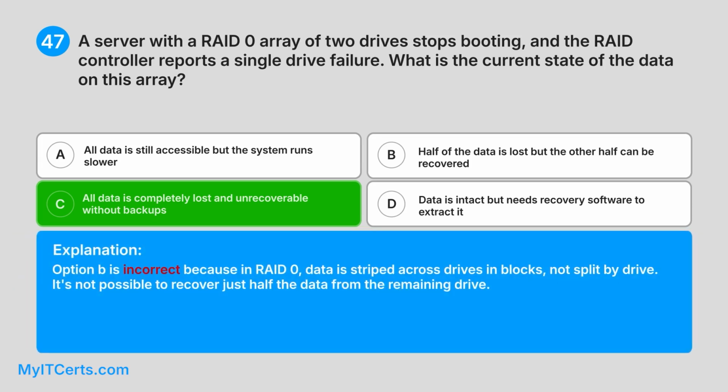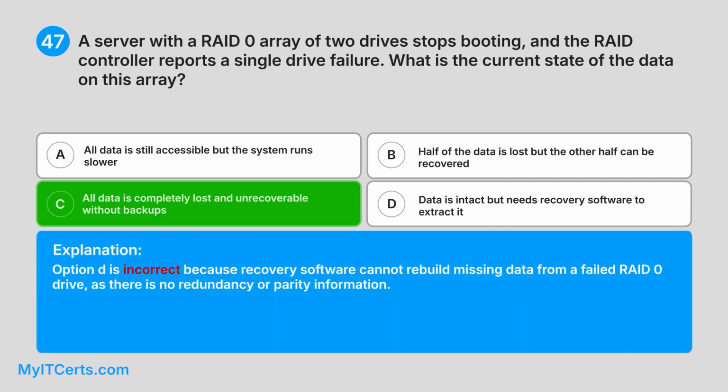Option B, half of the data is lost but the other half can be recovered, is incorrect because in RAID 0, data is striped across drives in blocks, not split by drive. It's not possible to recover just half the data from the remaining drive.